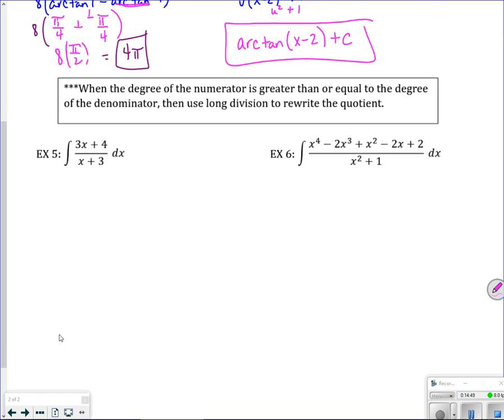All right, let's look at examples 5 and 6. The good news with this one is it's a surefire thing as well. It kind of leads you to the next step. If the degree of the numerator is greater than or equal to the degree of the denominator, then use long division to rewrite the quotient.